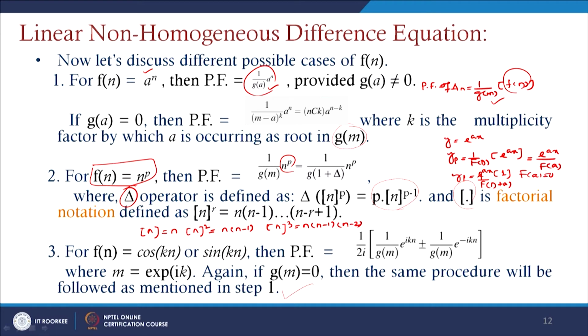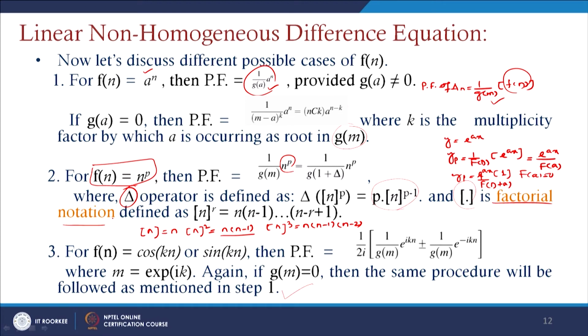Especially if you look at this bracketed function, whatever the power or order is, it takes the number of terms before that, and it is taken as a product form there. That is why it is represented as a factorial notation.